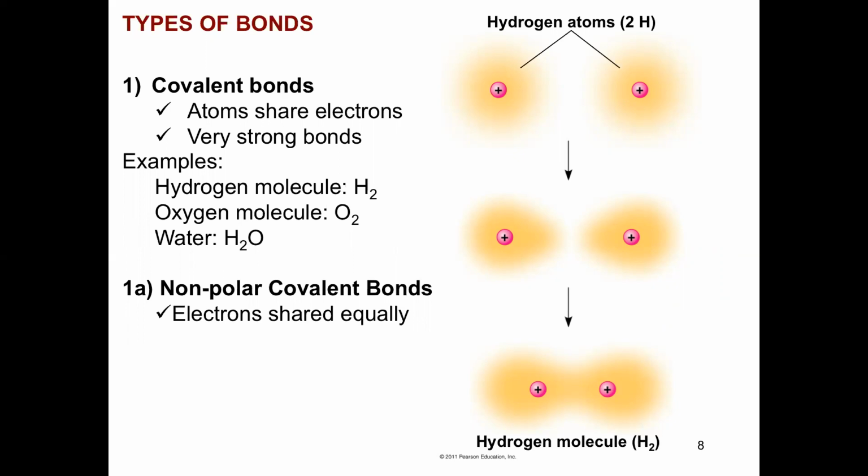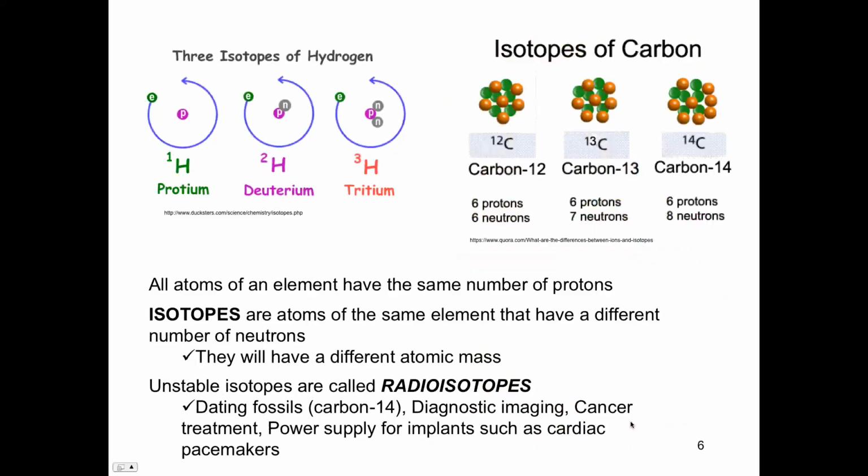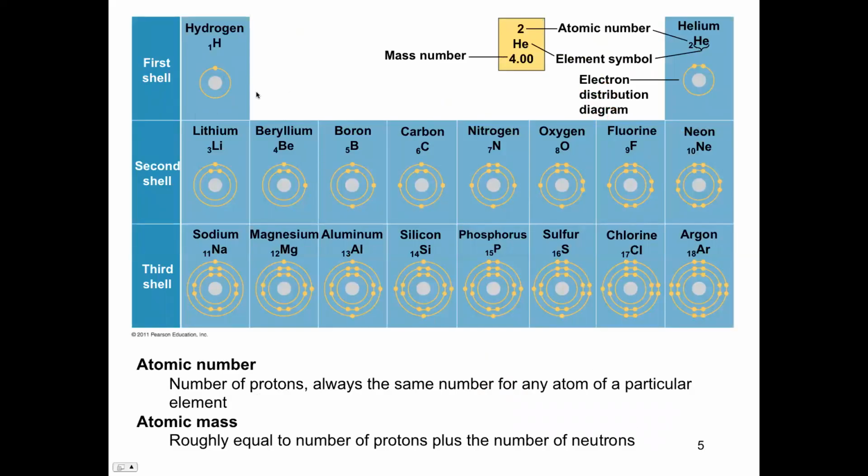These are the ones where the electrons are shared equally, and it tends to be when a molecule is made up of one or more of the same atom. So hydrogen has two hydrogens. As you know from the periodic table back here, hydrogen and helium will share these electrons until we have two electrons in the outermost orbital, right?